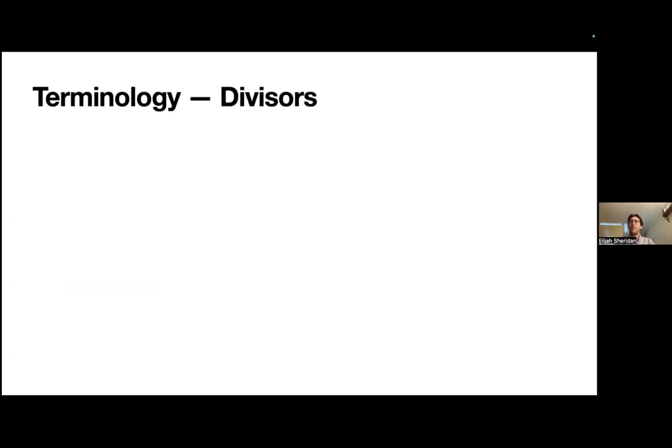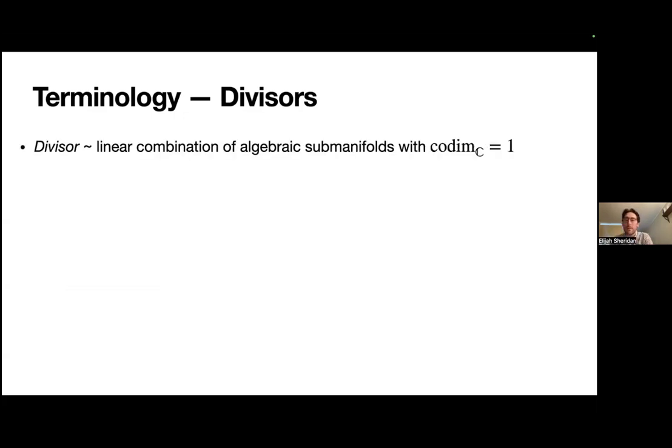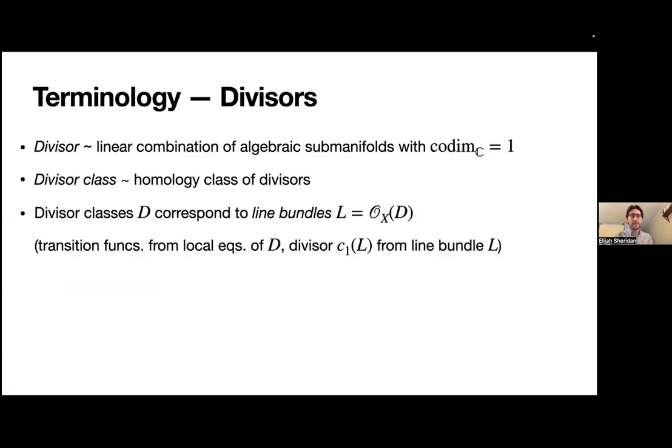Okay, so I've given a little bit of background. Now I want to talk a little bit about the strategy. And I'll begin by setting a little bit of notation. I'll do this relatively quickly. By divisor, I roughly mean in this talk a linear combination of complex codimension 1 submanifolds that in particular are algebraic, defined by polynomial equations. And as is familiar from de Rham cohomology or singular homology, I'm going to let the term divisor class denote a homology class of divisors.